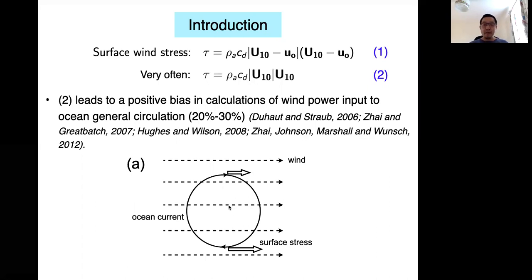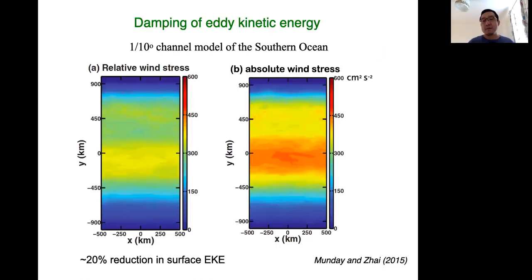Okay. So if this schematic is true, then we expect the eddy energy to be reduced when relative wind stress is used in the calculation. Okay. So that's indeed true. So here is one example from a 1/10 degree idealized channel model of the Southern Ocean.